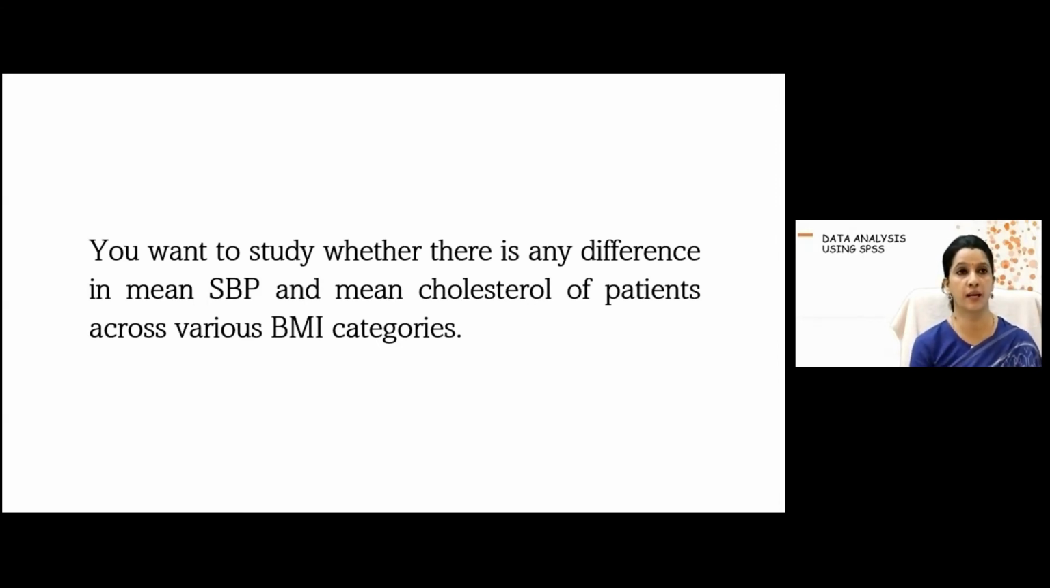So now coming to the example, if I want to study whether there is any difference in mean systolic blood pressure and mean cholesterol of patients across various BMI categories, and the BMI categories are normal, overweight, and obese. So if I see the assumptions, my dependent variables are systolic blood pressure and cholesterol, both of them continuous in nature, and my independent variable is the BMI category, which has more than 2 categories. Here it is 3 categories.